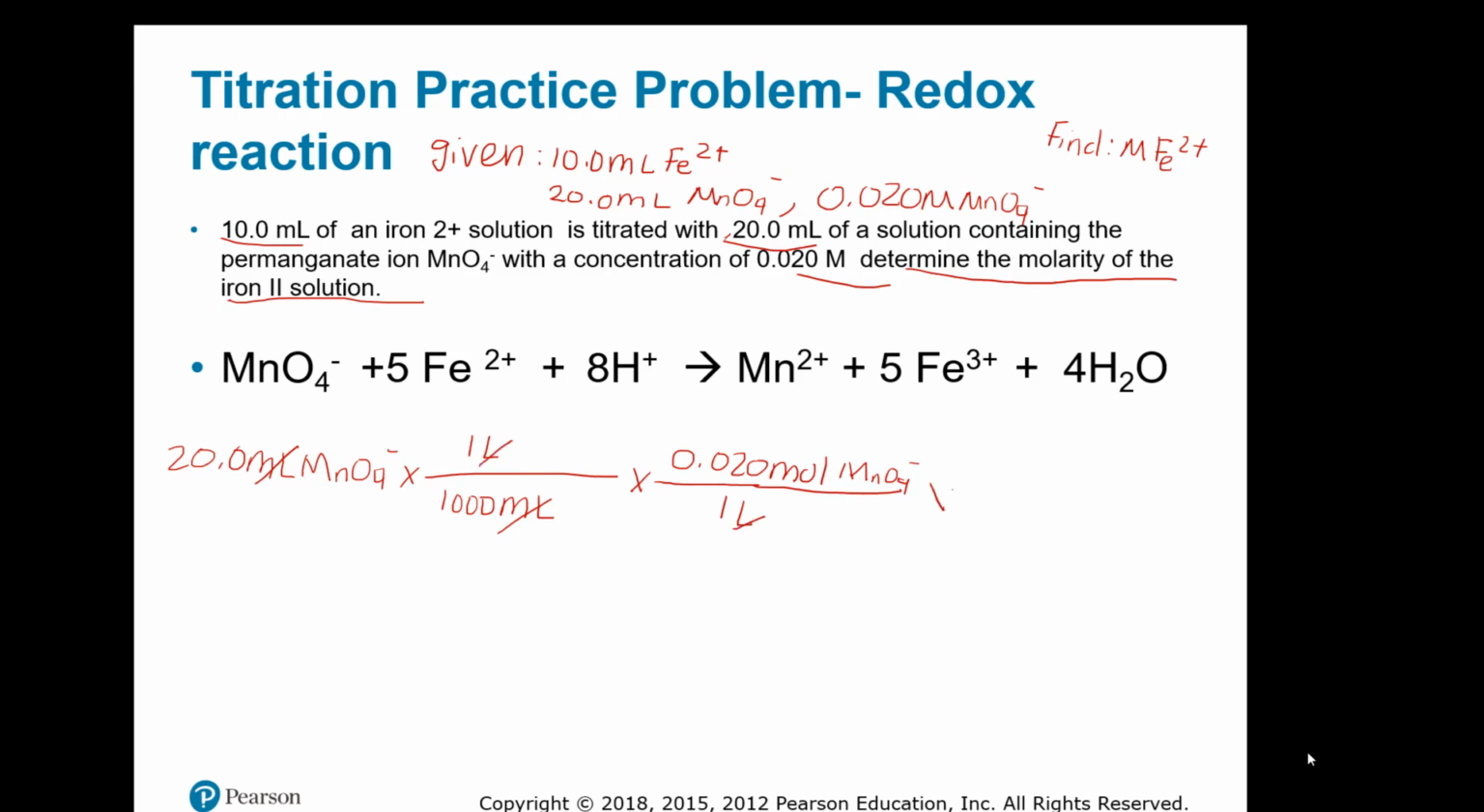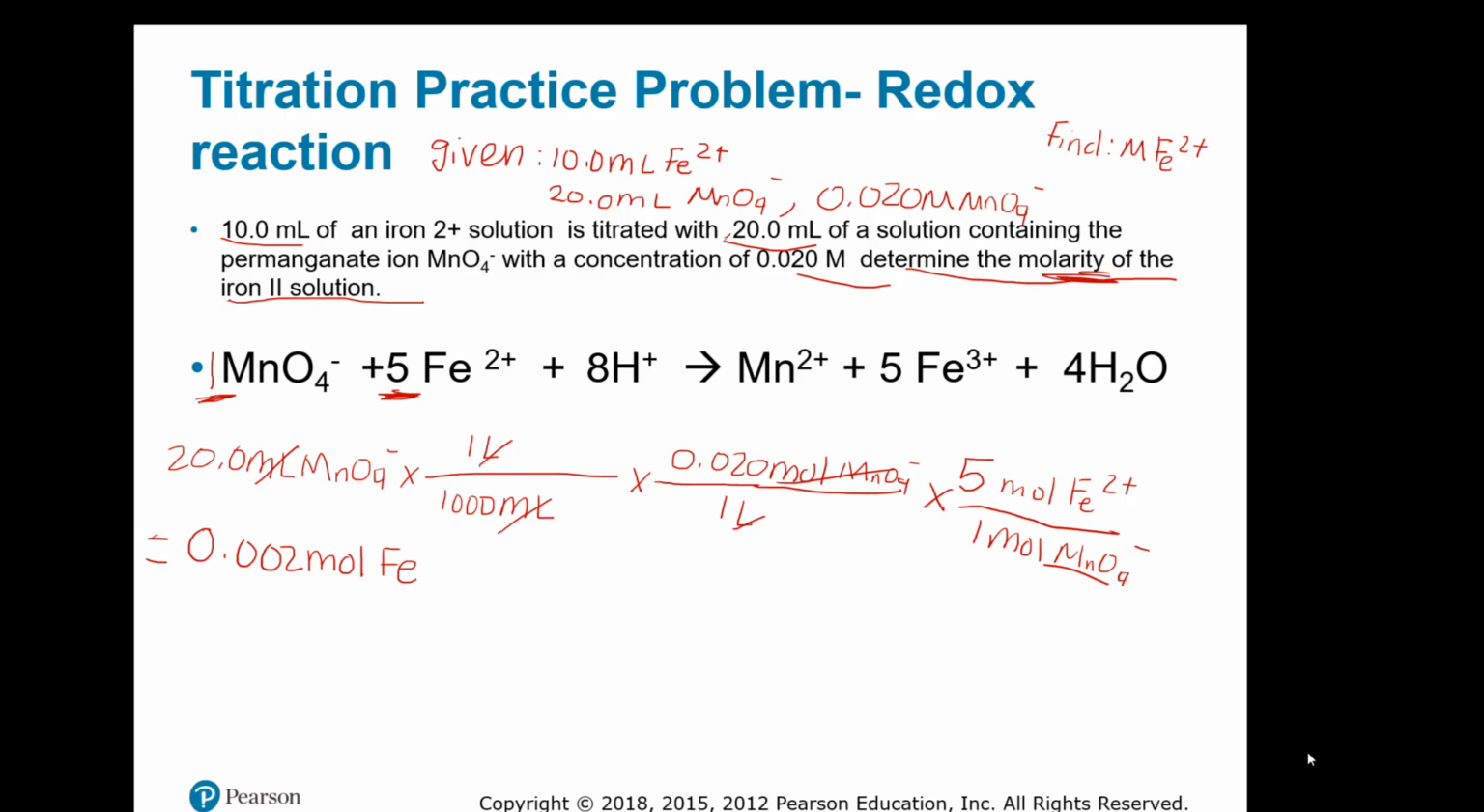Next, we use the balanced equation to convert from moles of permanganate ion to moles of iron. So we have 1 mole of permanganate for every 5 moles of iron. And we use the mole ratio, 5 moles of iron 2+ divided by 1 mole of permanganate ion. And that cancels moles of permanganate. So our solution has 0.002 moles of iron 2+.